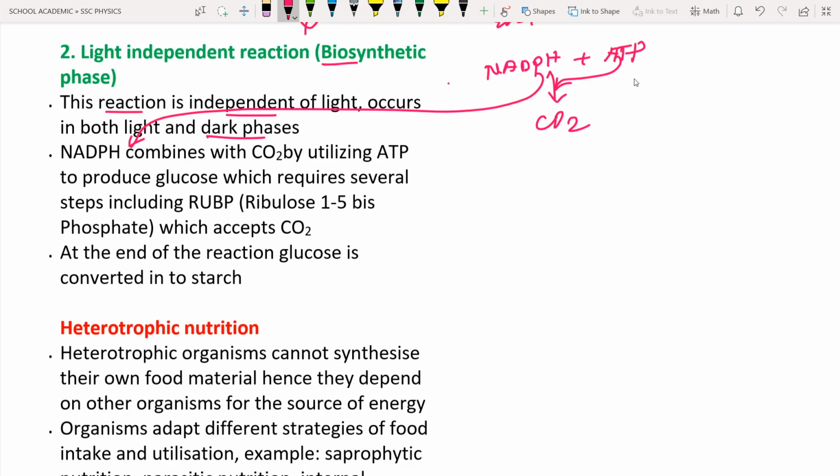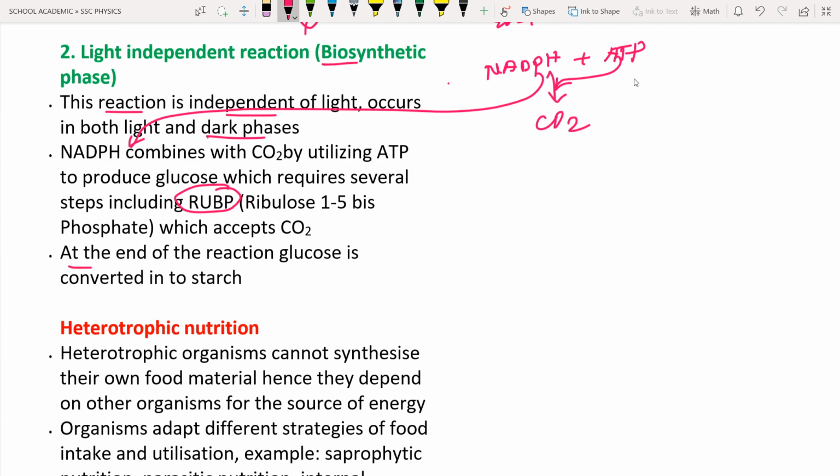But to produce the glucose molecules from the carbon dioxide, there are several steps. In those several steps, one important compound is known as RuBP, which means ribulose 1,5-bisphosphate. It is also involved in the production of carbohydrates from the carbon dioxide. This RuBP also helps in the binding with carbon dioxide.